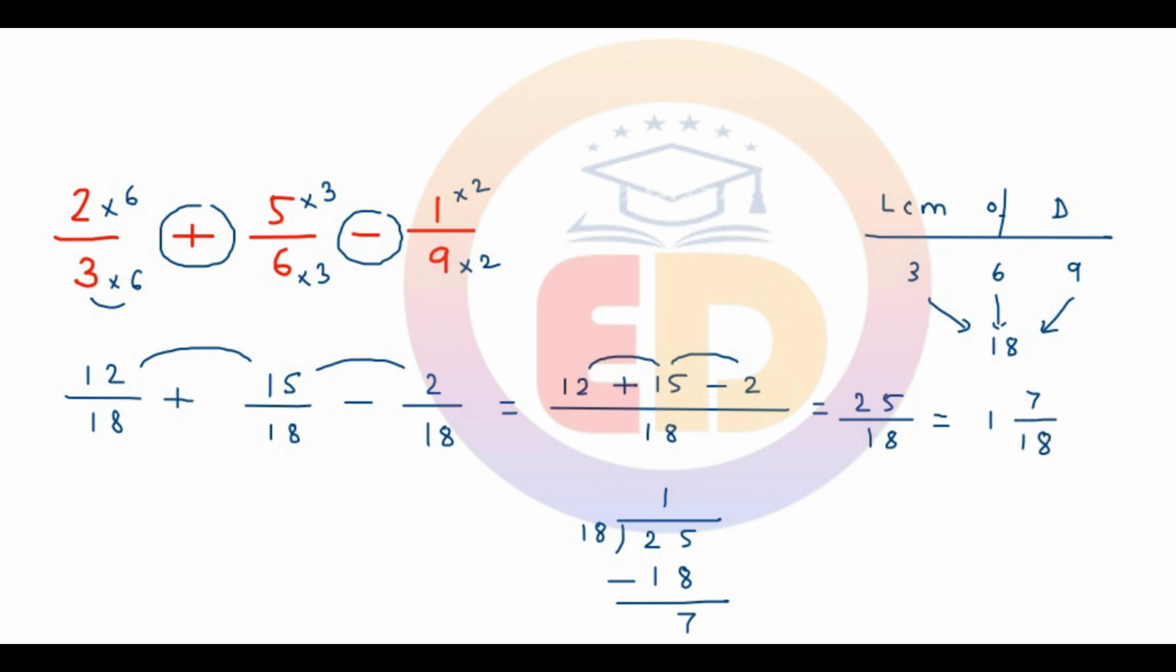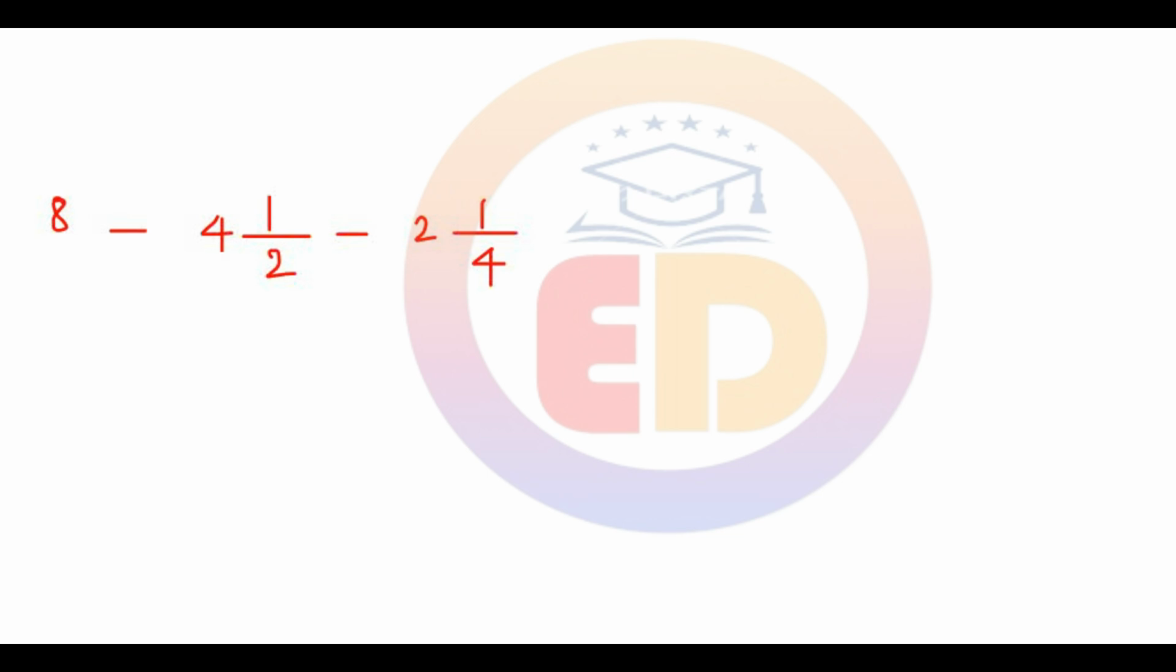Final answer. Now this question was actually a question of simplification, where we have to use both addition and subtraction. The question was simple, the approach was similar. The answer is 25 upon 18 or 1 whole 7 upon 18. Next question: 8 minus 4 whole 1 upon 2 minus 2 whole 1 upon 4.